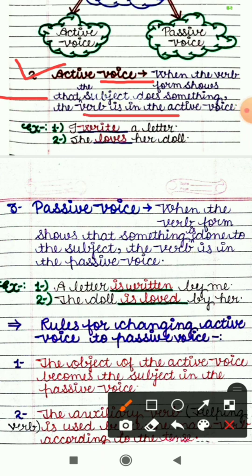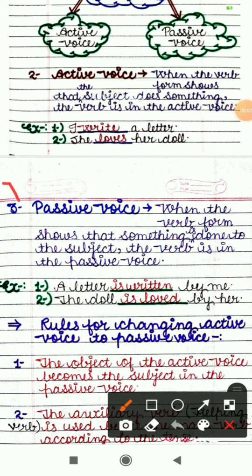So when the form of the verb shows that the action is being done by the subject, that time the verb is in the active voice. Let's see the example. Here the example is I write a letter. Here the action is being done by the subject, that is I. Second example is she loves her doll. Here again the action is being done by the subject, that is she. In both the sentences you can see that the sentence is starting with the subject only. That's why it is active voice.